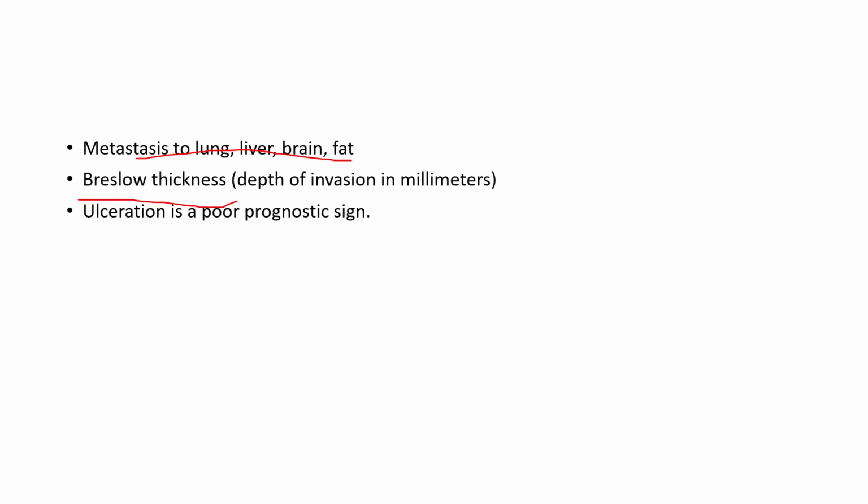The most important prognostic factor, this is a previous year question, in malignant melanoma. Sometimes they give a description of malignant melanoma, like a hyperpigmented lesion with an irregular border over the skin, which is evolving. So you're pointing towards malignant melanoma. They ask what is the most important prognostic indicator. It's Breslow thickness, or depth of invasion in millimeters. Ulceration again is a poor prognostic sign.